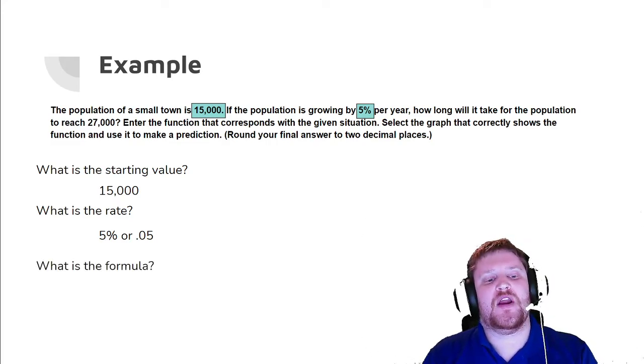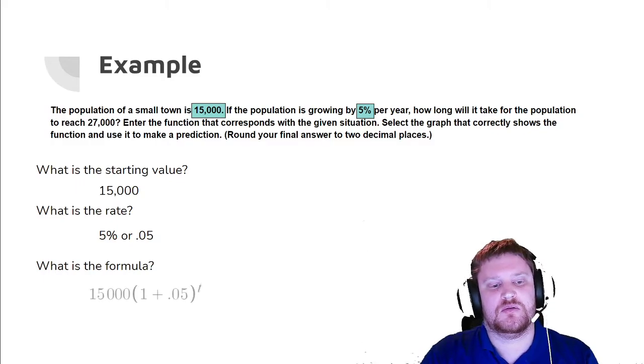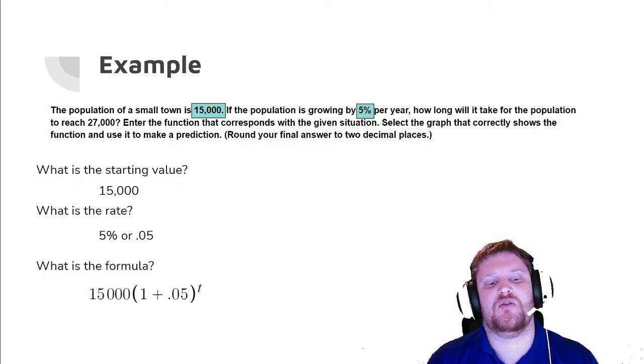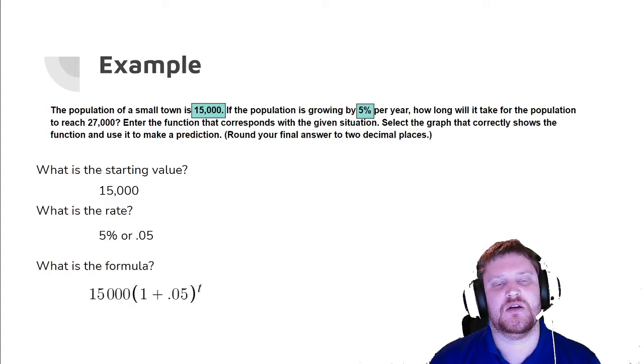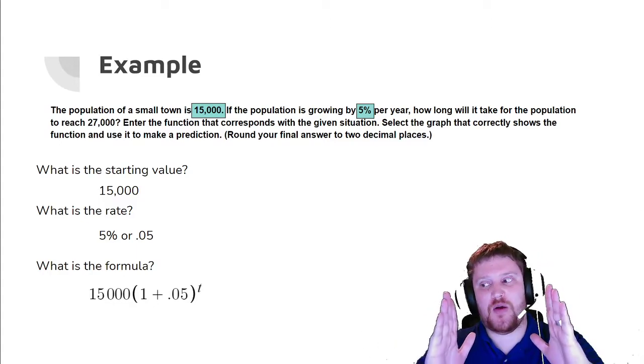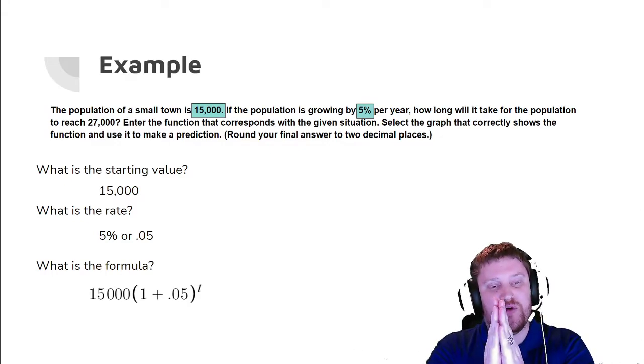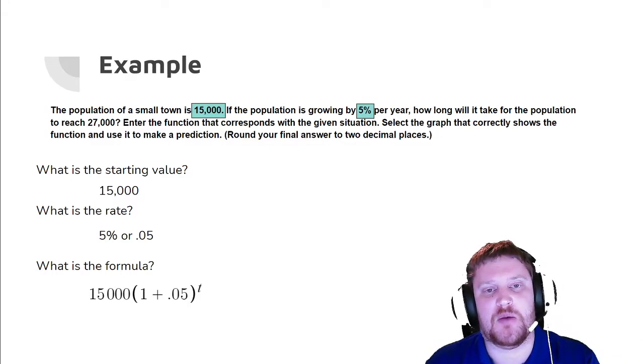That means we can write our formula. 15,000 times 1 plus 0.05 raised to the t. Do keep in mind, you could add that 1 and 0.05 to get 1.05. That's fine. That's not a problem at all. That's how I would personally normally write it.